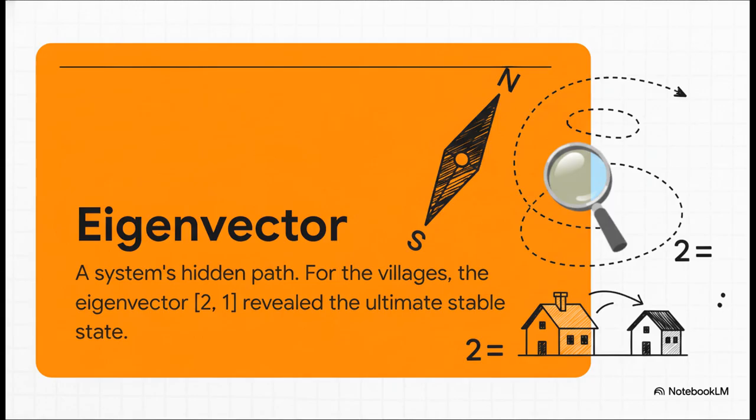Well, math gives us this incredible tool. It can identify the one special hidden direction inside a system, the one direction where all the change is just about getting bigger or smaller, but the core ratio never changes. That special direction is called an eigenvector. You can think of it like the system's own internal compass, and it's always pointing toward its most stable state. For our villagers, that hidden compass was pointing right at a 2-to-1 ratio, and the system just followed that path until it got there.